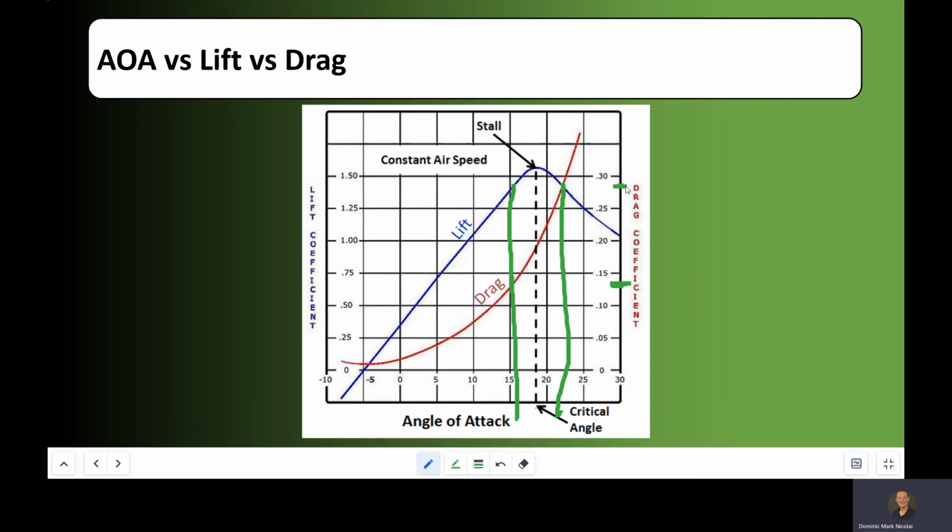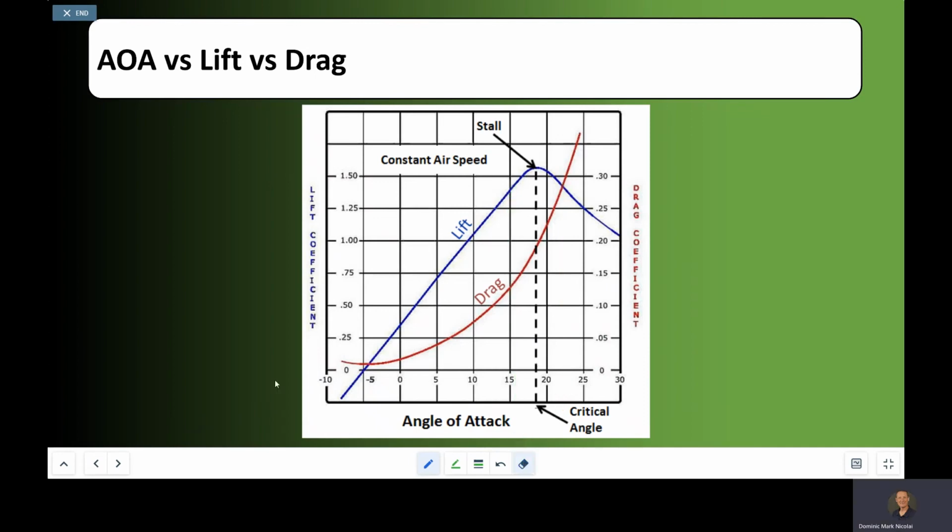And there's a certain point where you just don't have enough engine power to overcome the drag, because that's what opposes drag, right? The thrust you create opposes the drag that's created. So when the drag becomes too much, that's when the airplane will stall. It happens at the critical angle of attack.